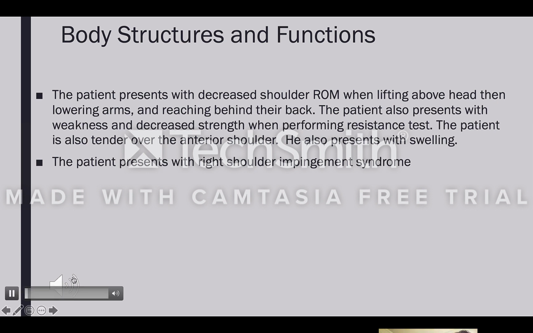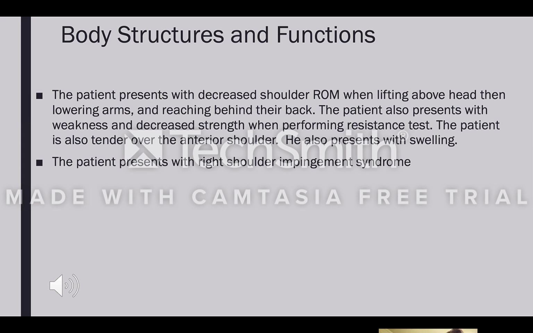We are going to talk about how shoulder impingement syndrome presents in a patient. So today the patient presents with decreased shoulder range of motion when lifting above the head and then lowering their arms from the raised position. They also have decreased range of motion and pain when reaching behind their back. The patient presents with weakness and decreased strength when performing special tests, and the patient is also tender over the anterior aspect of the shoulder and presents with swelling.